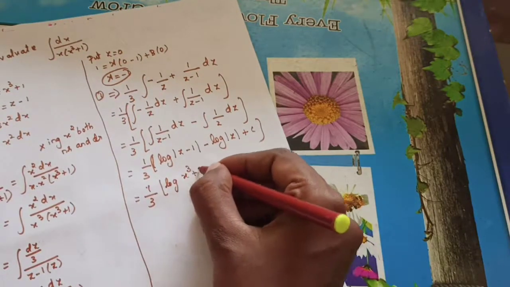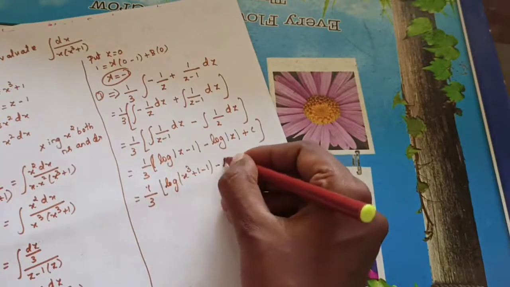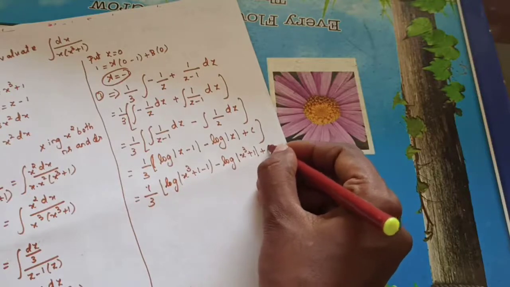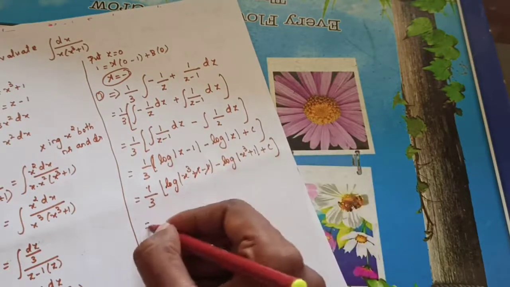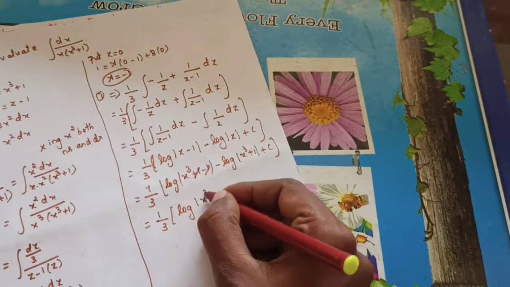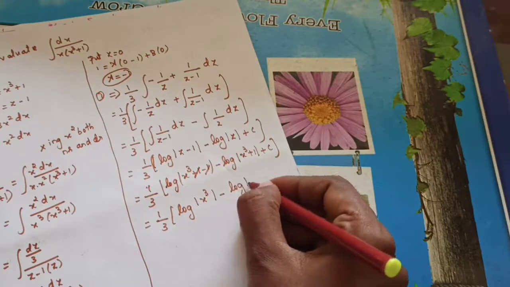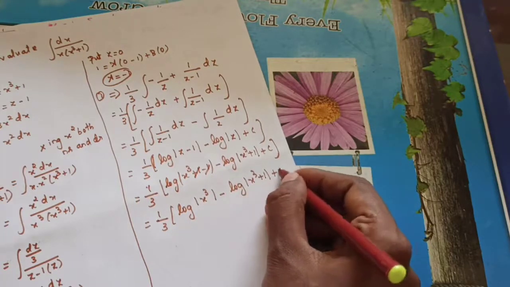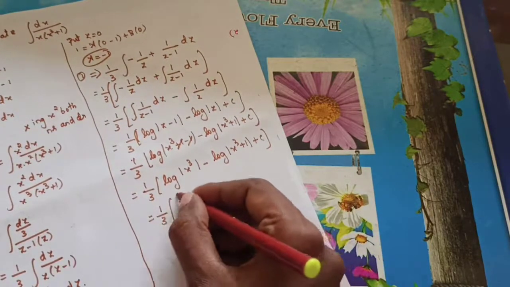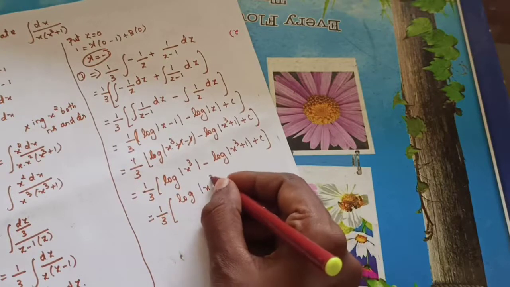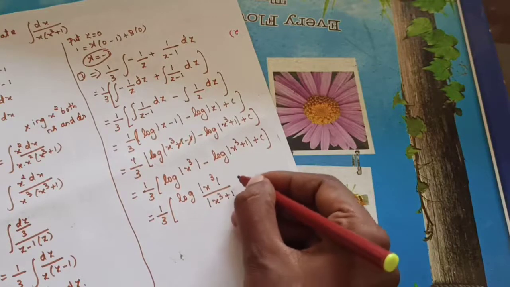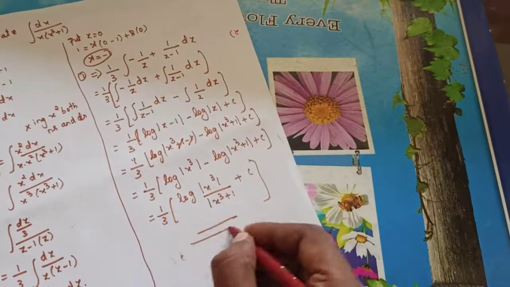x cubed plus 1 minus 1, minus log of modulus of x cubed plus 1, plus c. Okay, so this and this will get cancelled. So what's the value? 1 by 3 into log of mod x cubed minus log of mod of x cubed plus 1, plus c. What's the formula for log a minus b? Log a by b. 1 by 3 into log of mod x cube divided by mod of x cube plus 1. This is the required answer.